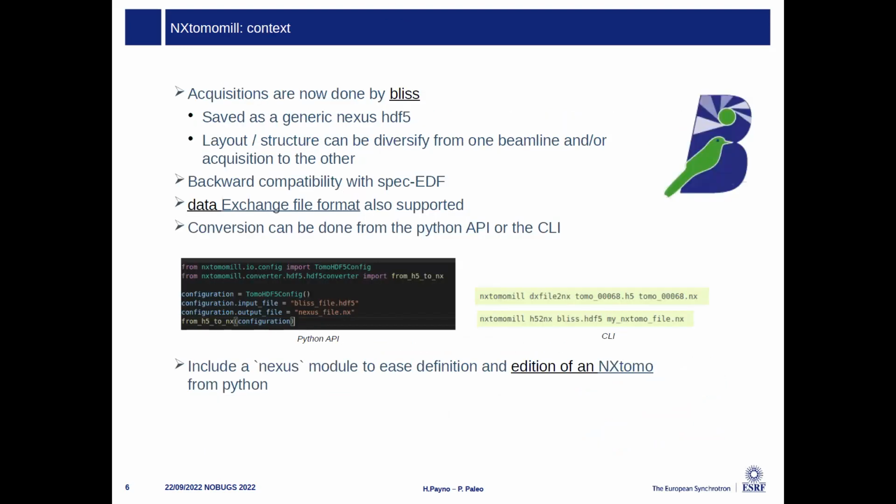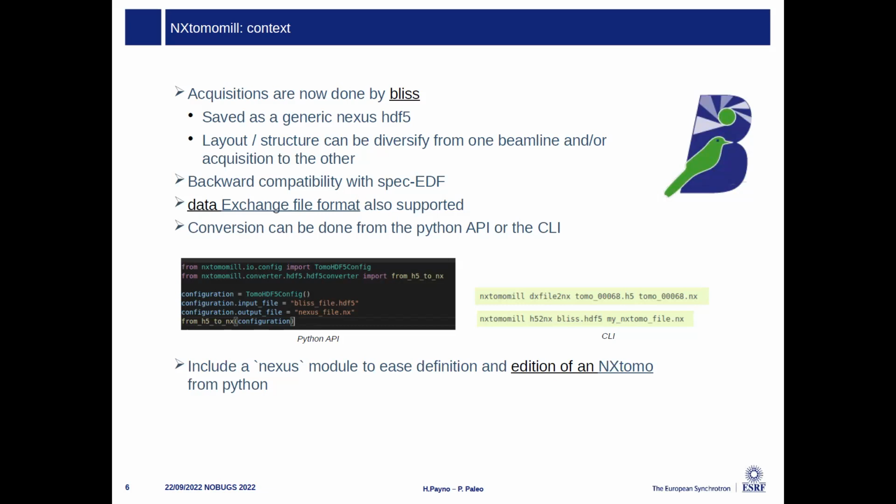As I said, now acquisitions are done by Bliss, which is a huge improvement. And now they are saved as generic Nexus files. So this means that this is agnostic of any technique. It will be the same for the moment if it's spectroscopy, diffraction, or tomography. So we need to go one step further and basically do some mapping, where users define where the rotation angles are, which datasets should be concatenated, and things like this. And at the end, we get the NX-tomo to be reconstructed.